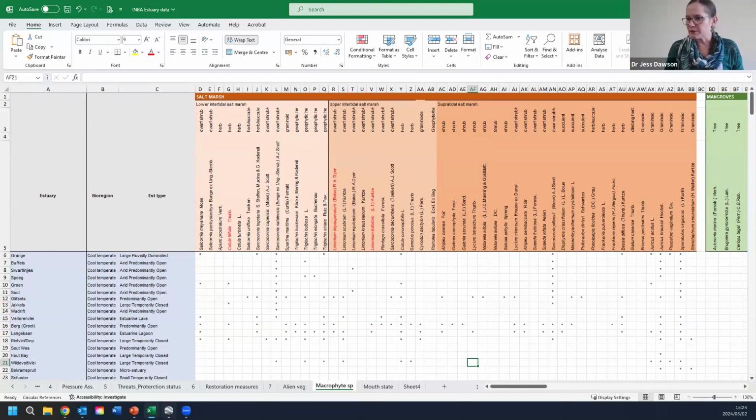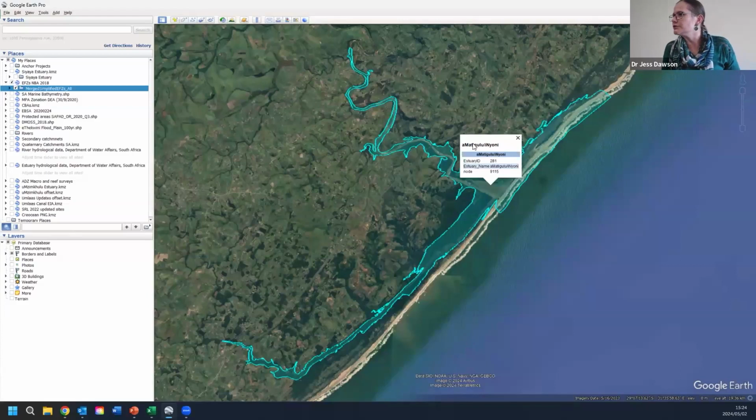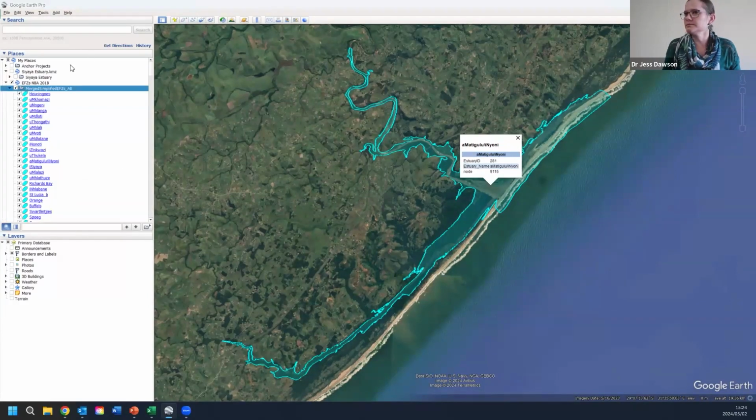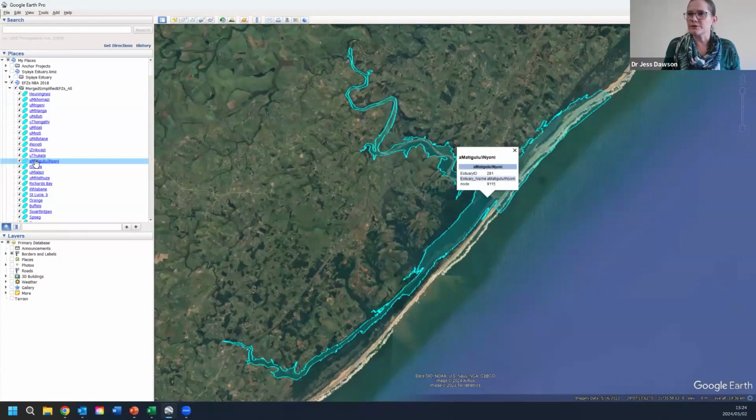So we're going to go back and I'm going to find the name of the estuary you chose. I'm going to copy that so that I don't misspell it.